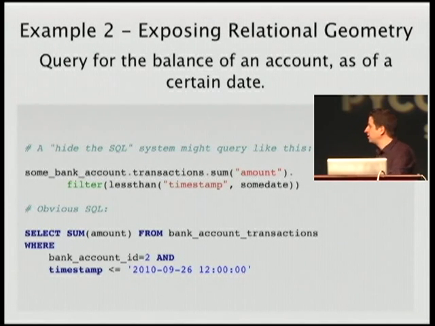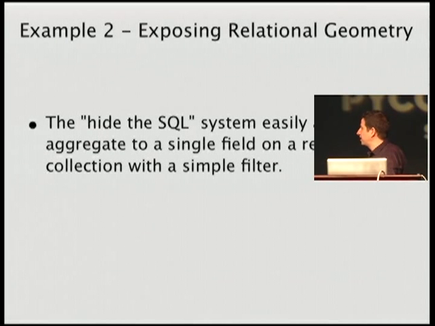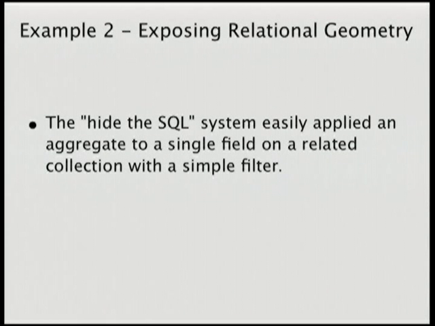And that's pretty simple. Any ORM that hides the SQL can easily apply an aggregate to a single field on a related collection with a simple filter. It's not very mysterious. But SQLAlchemy would say that in the real world you will probably have more complicated queries that don't map to hiding the SQL so well, and we're really going to want to get at relational geometry explicitly.